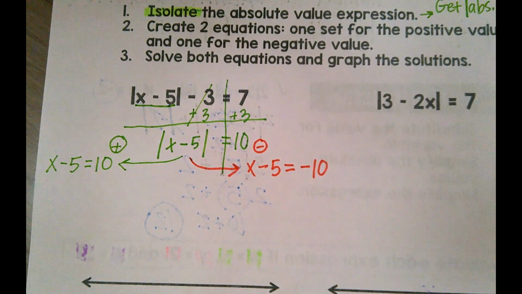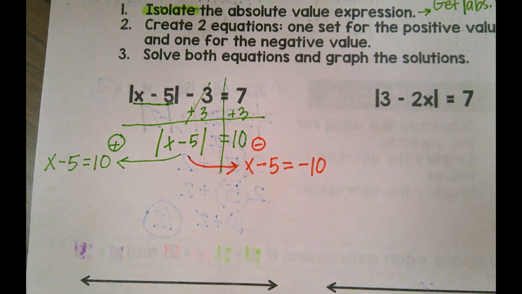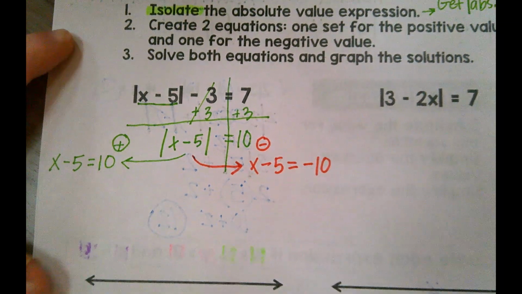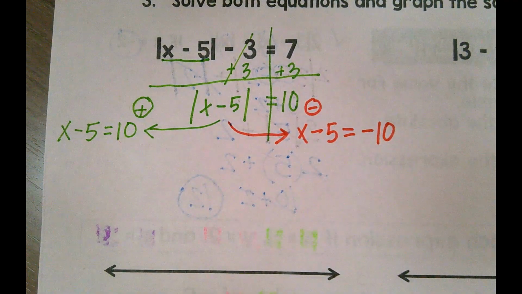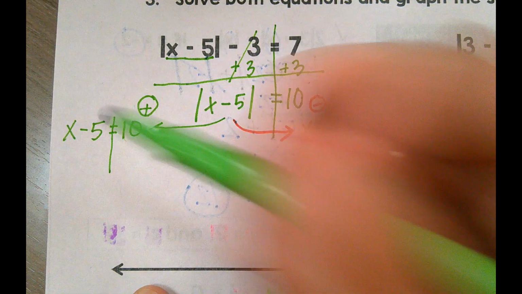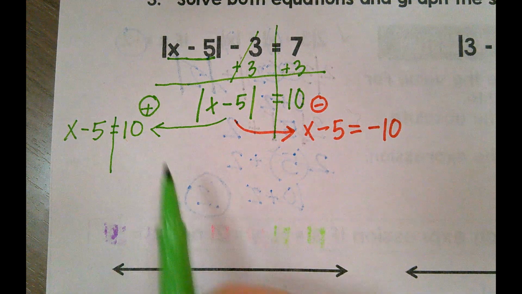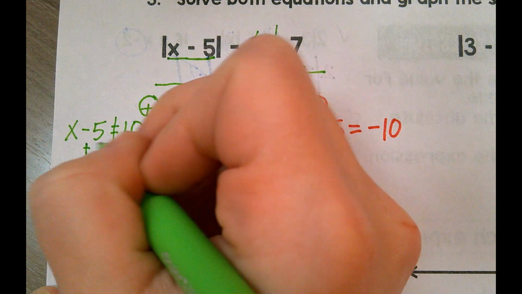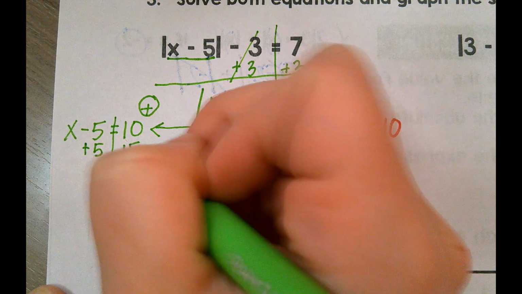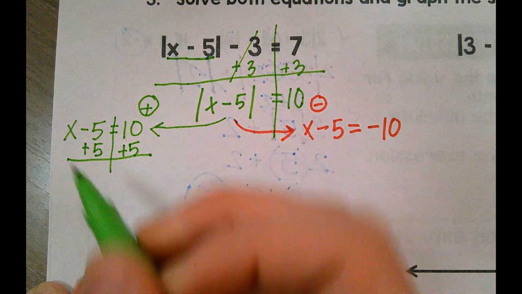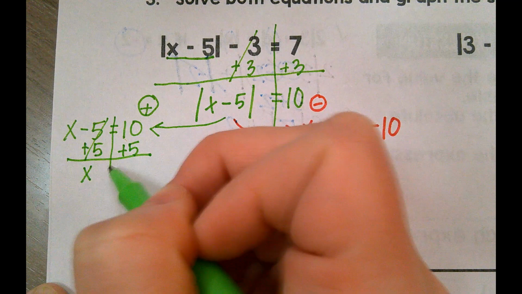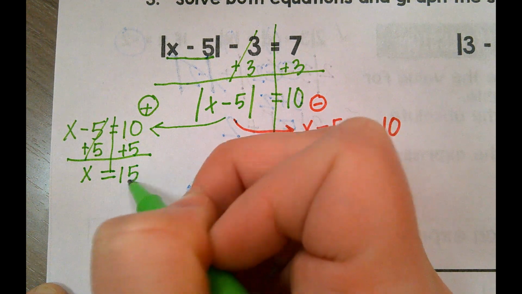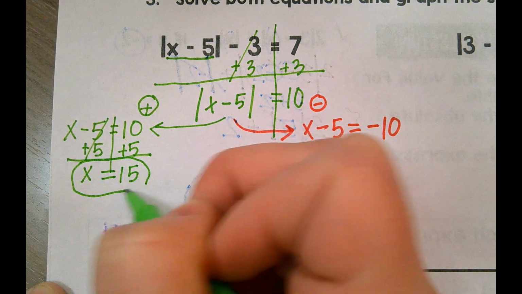Step 3 says we solve both equations, and then we're going to graph the solutions. So let's look at the positive equation: x minus 5 equals 10. How do I solve this? Add 5 to each side. Then x equals 15. So that's one of our answers.